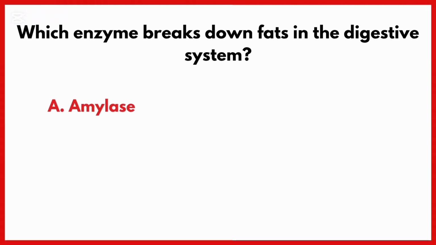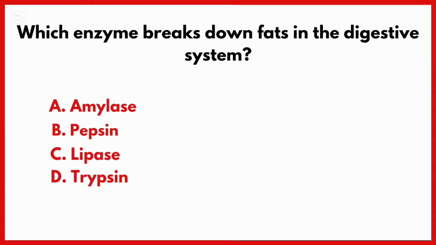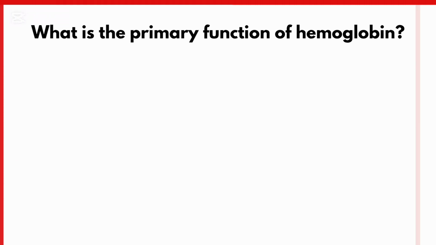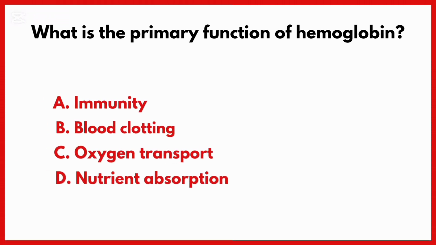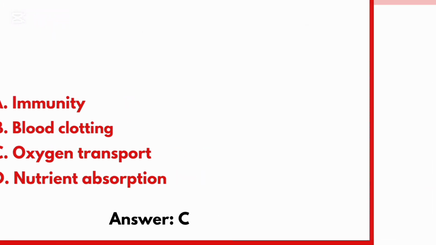Which enzyme breaks down fats in the digestive system? Correct answer is option C, lipase. What is the primary function of hemoglobin? Correct answer is option C, oxygen transport.